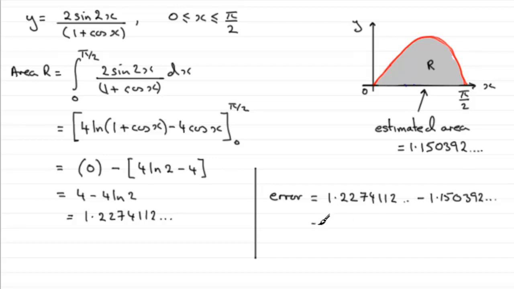So if you subtract these two values, you end up with 0.07701 and so on. And we've got to give this error to two significant figures, so it's going to be 0.077 to two significant figures, 2 SF.